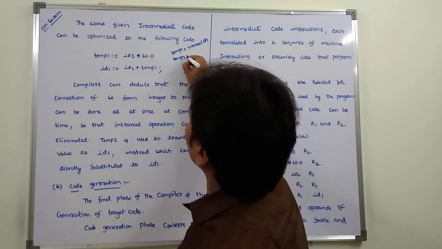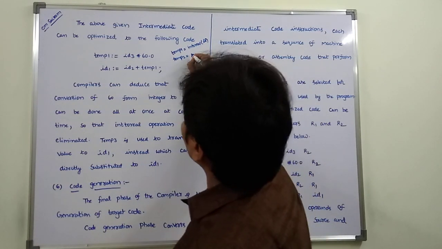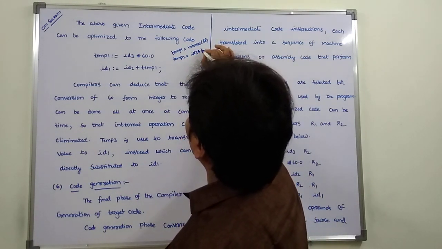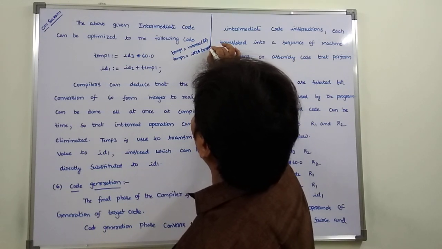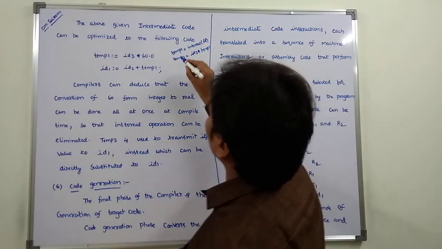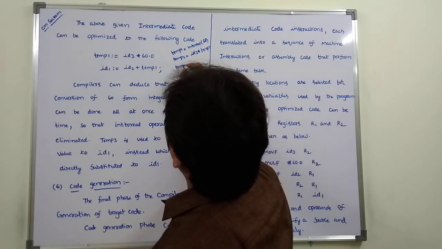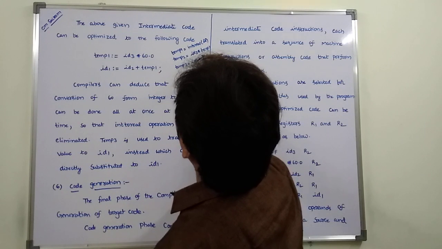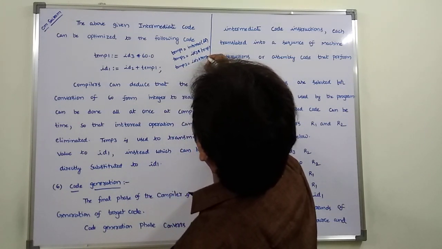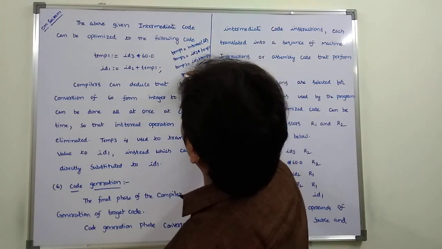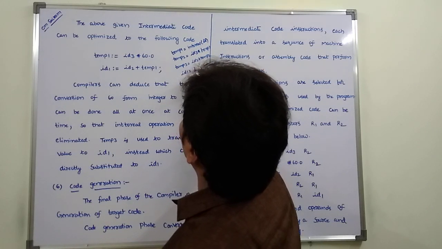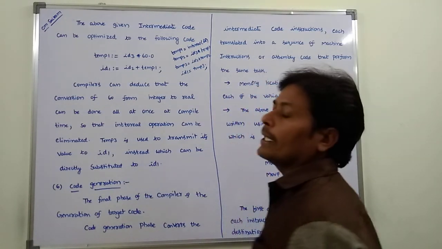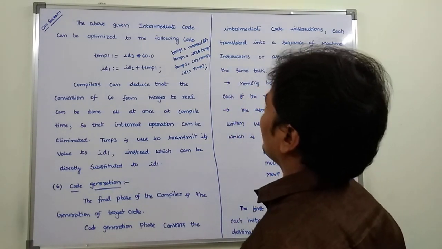Temp2 is equal to id3 into temp1. Next, temp3 is equal to id2 plus temp2. Next one, id1 is equal to temp3. So this is the intermediate code representation.